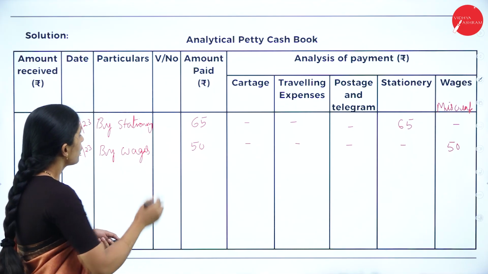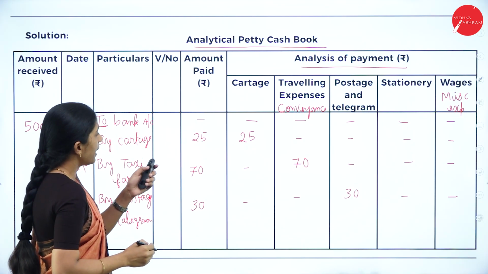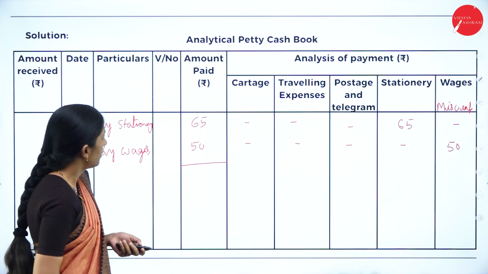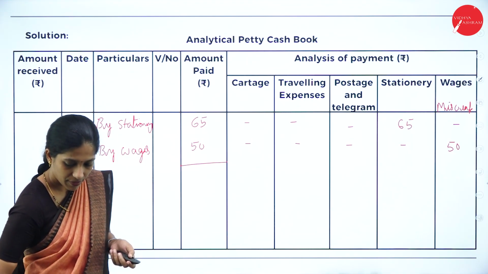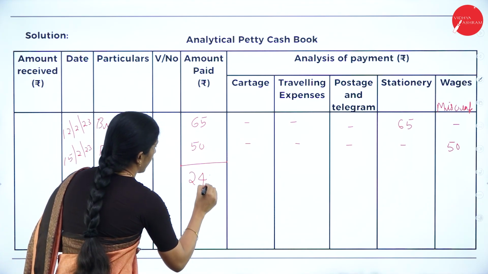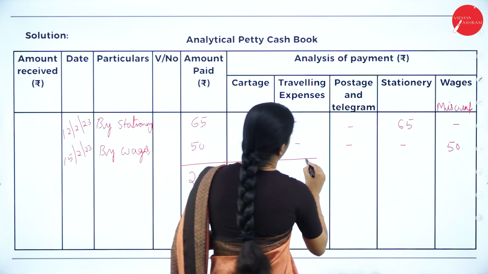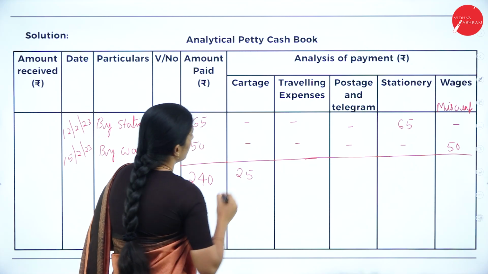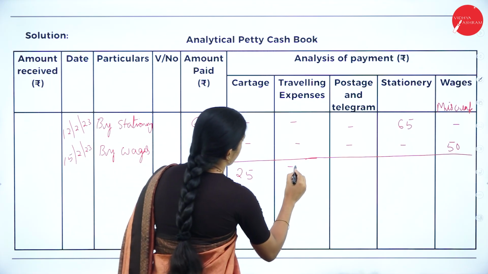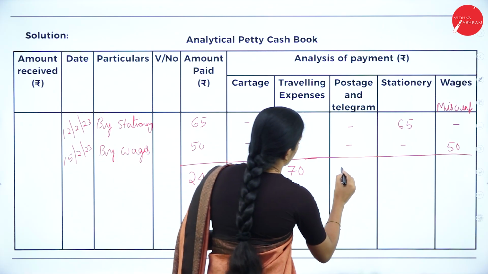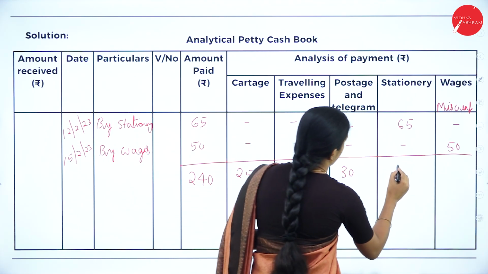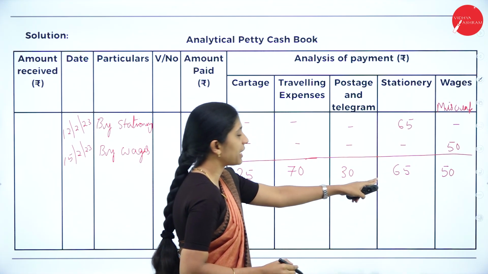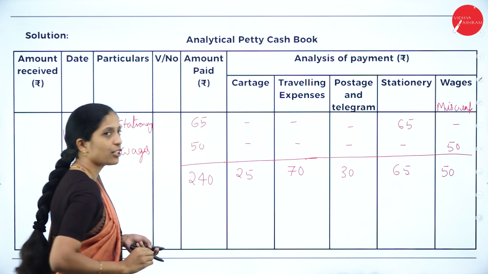Now what you have to do? You have to add all the amount. So add 25 plus 70 plus 30 plus 65 plus 50. So total it is 240. Now individual columns you have to add here. In the first column cartage, it is 25. Next travelling expenses or conveyance, it is 70. Next is postage and telegram, 30. Next stationery, it is 65. Next miscellaneous expenses, it is 50. So if you add 50, 65, 30, 70 and 25, you should get 240.